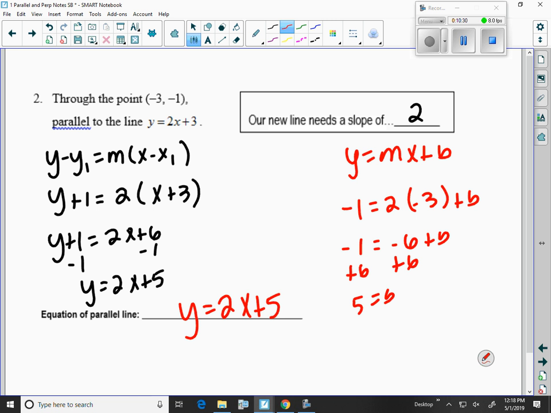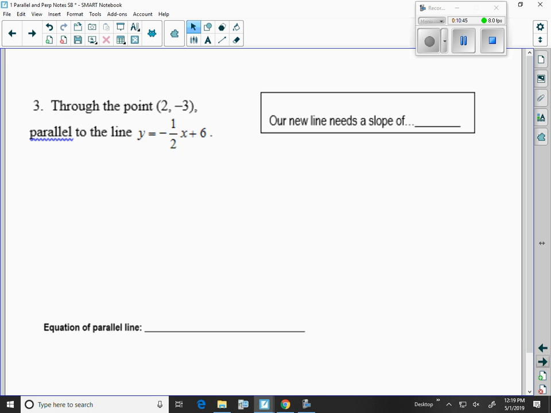All right, you should get y equals 2x plus 5 no matter what you did on number 2. Yes? Okay. Any questions before I move on to number 3? Nope. Okay. Number 3, through the point (2, -3), parallel to y equals negative 1/2 x plus 6.